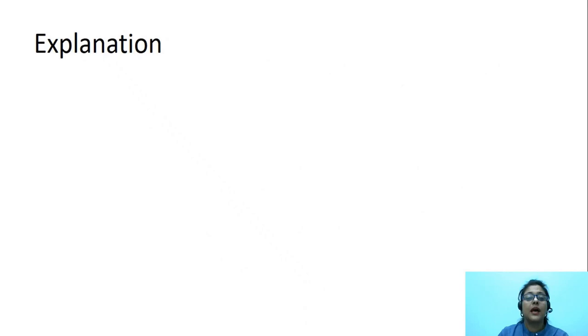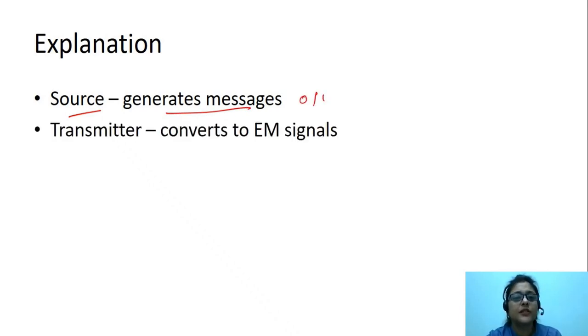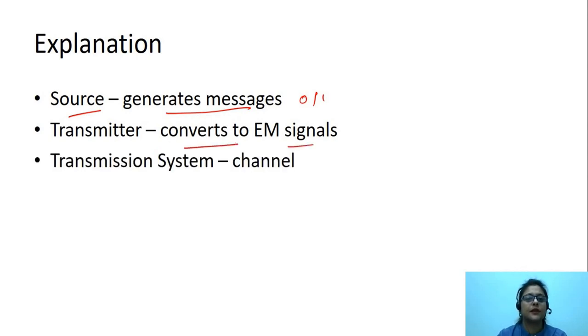Let us now have the explanation. As explained, this source is the entity that generates the messages in the forms of zeros and ones. The transmitter converts the zeros and ones to electromagnetic signals. The transmission system is also known as a channel, or in other words, it is known as the link. Basically, when we talk about a channel, we talk about the frequency of operation of the signal.